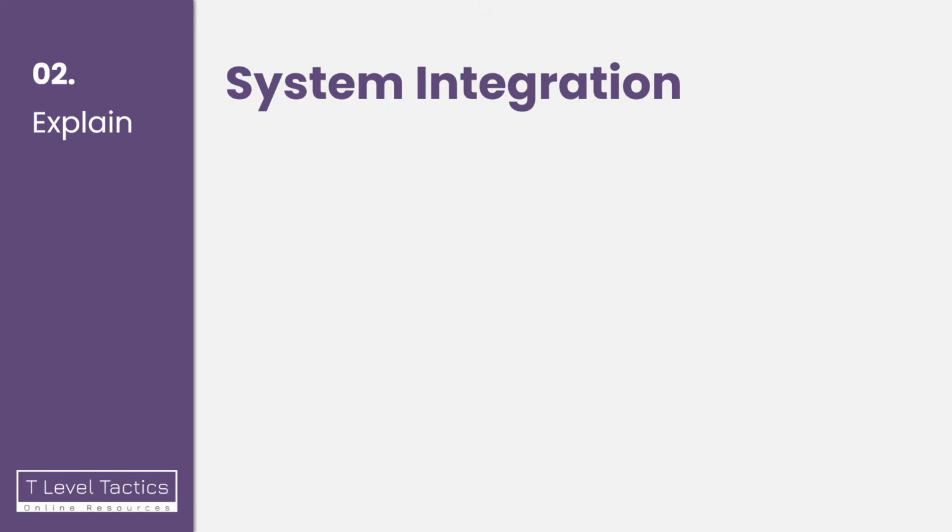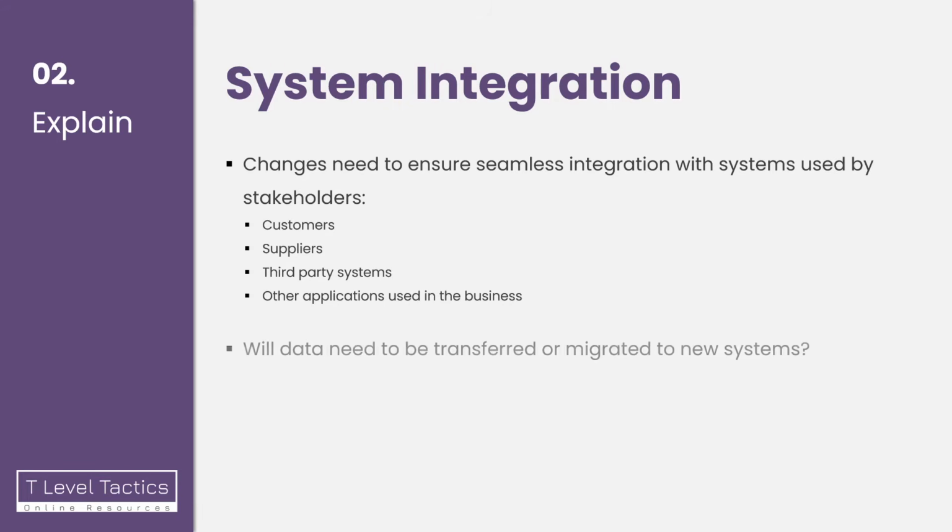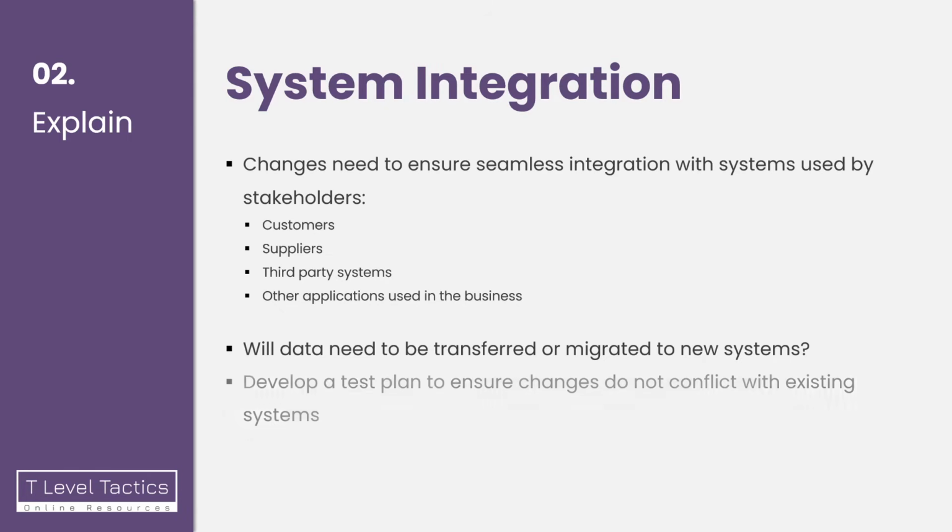Changes are also going to need to be completely seamless with the systems used by other stakeholders. Some of those stakeholders could be customers, suppliers, third-party systems, and other applications used in the business, potentially cloud-based systems that we might be using. We need to think about what data might need to be transferred or migrated to new systems. And it's important that we develop a test plan to ensure that any changes we've made do not conflict with existing systems.